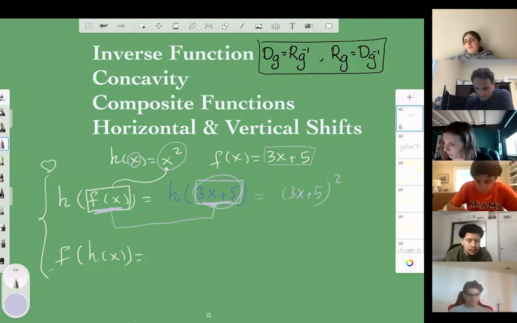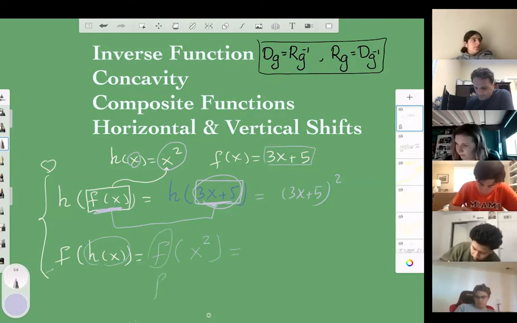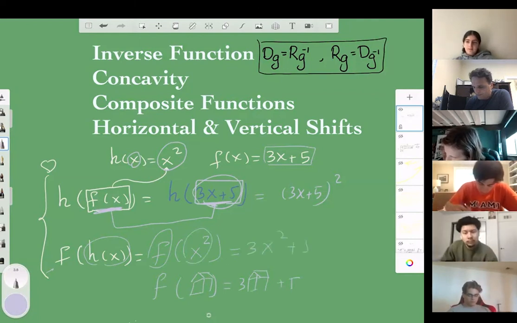For the last part, f of h of x, we're going to have f of x squared. So this is the function f. If you put anything here, if it's a house, it makes it 3 house plus 5, correct? So now x squared is going to be 3x squared plus 5.